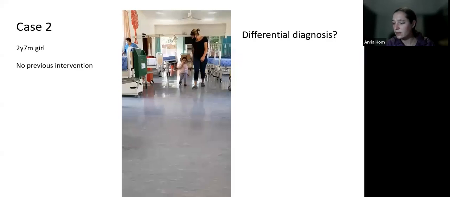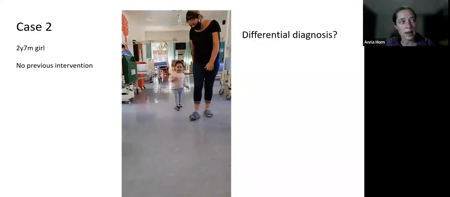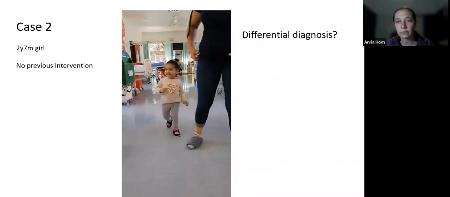Okay, so this one is yours now. It's a 2-year, 7-month-old girl, and she's had no previous intervention. Please just tell me what you see, and then I would like the differential diagnosis, because obviously we're talking about DDH. So what's that gait, and what would be your differential?